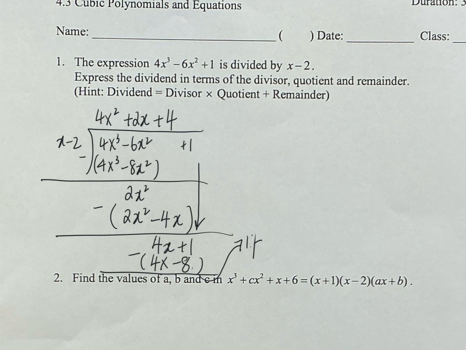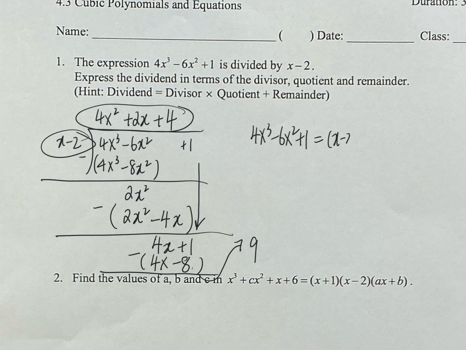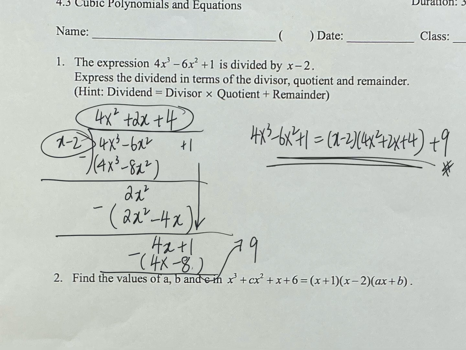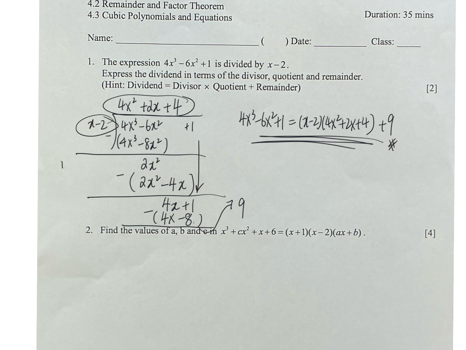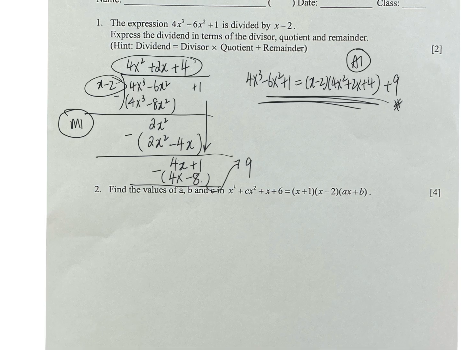Okay, so you should end up having remainder 9. But don't stop here, because the question says express your dividend in terms of divisor, quotient and remainder. So it's always this times this, then plus the remainder. I need to see this for the second mark. So method, answer. This one, you can sub in suitable values of x.